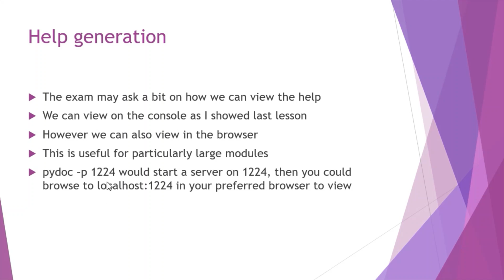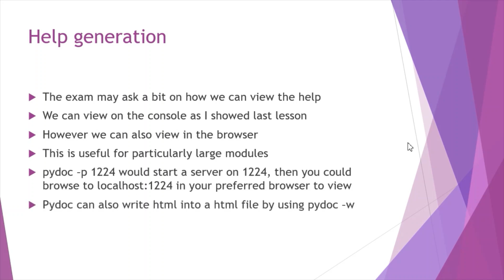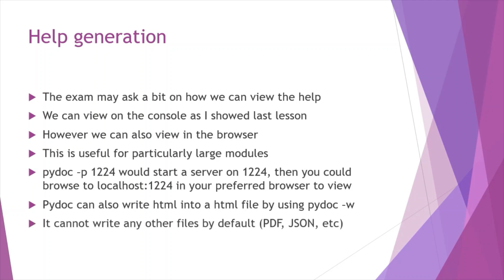So as I say, py.-p would start it, and then you can browse to it in your browser. Py.doc can also write HTML into an HTML file by just using py.-w. It'll just put it right where you are. So if you're in ctemp, it'll write ctemp funcarray.html, for example. It cannot write any other files by default, and the exam will try and test you on this. So it can't write PDF, it can't write JSON. You can get it in the browser and then save it as PDF, but apparently that's not enough for the exam. So just remember, it can't do PDF or JSON or anything.